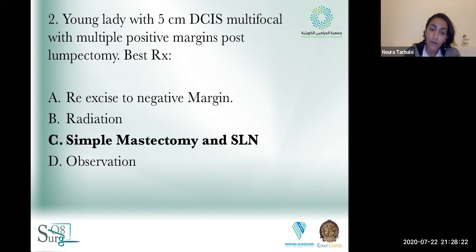We're going to share the pre-session answers. Most answered the right answer, which is simple mastectomy and sentinel. Now we're going to share the post-session answers. Yes, it is simple mastectomy and sentinel. She had a large area of DCIS, and she's young, and she has multiple positive margins, not just one margin. It means she had positive margins in many areas. Okay, good. We can go to the next question.